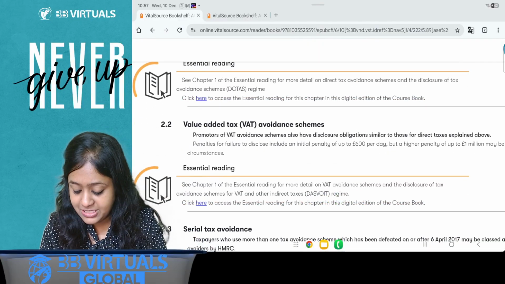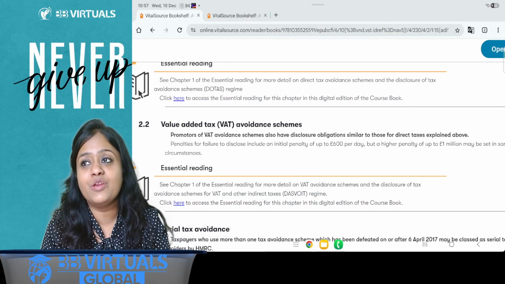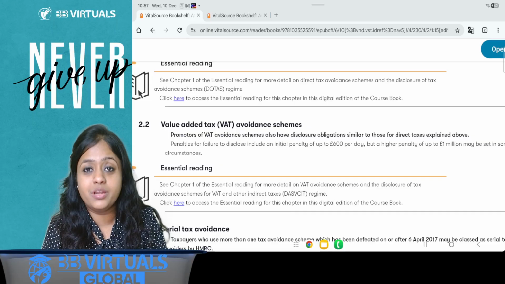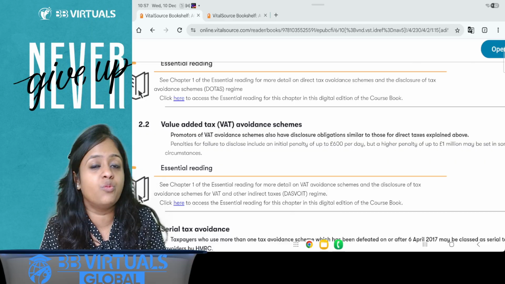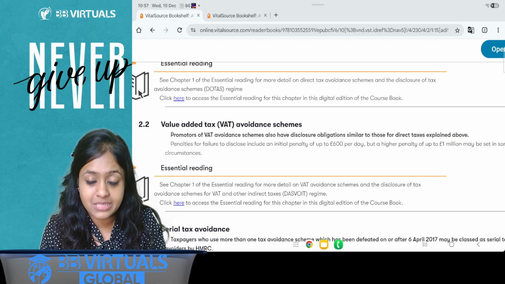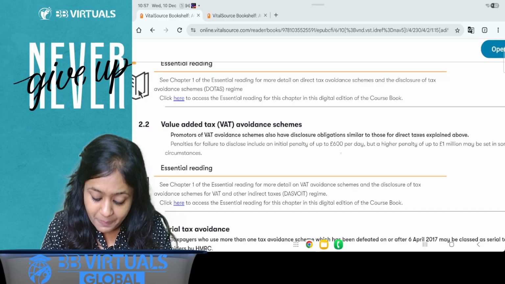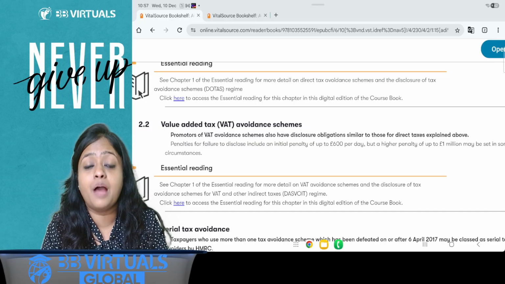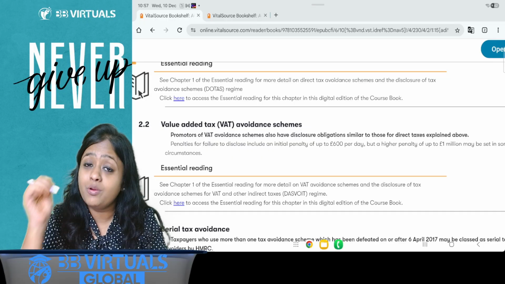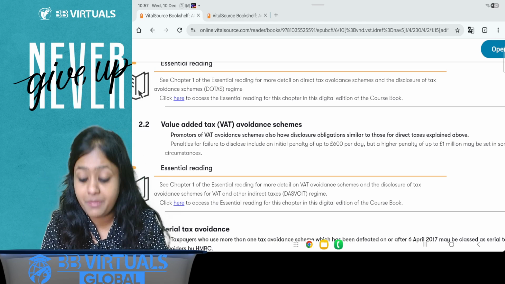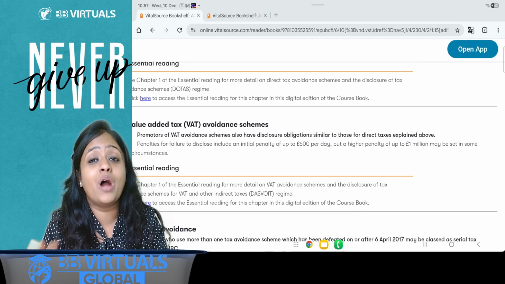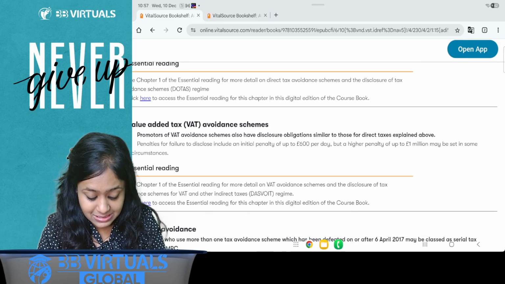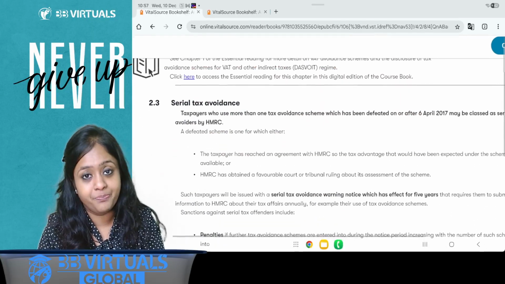Now, there's a very interesting point. Let's say the tax avoidance schemes that we discuss are not direct tax avoidance schemes but VAT avoidance schemes. In that case, the penalty will be, like I said, up to 600 per day, but in the case of VAT it can even be increased to a maximum of 1 million overall. 1 million pounds penalty. You can just see the heavy penalties which are there.